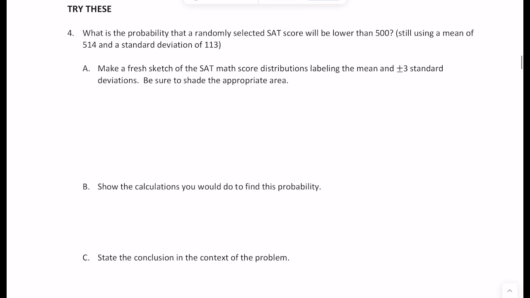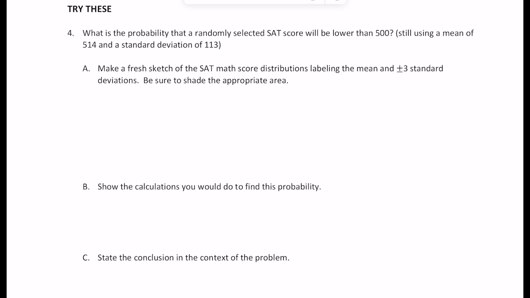Okay, feel free to pause the video and try this problem on your own. What is the probability that a randomly selected person, randomly selected SAT score will be lower than 500? We're still going to use the same statistics as before. The mean is 514 and the standard deviation is 113.